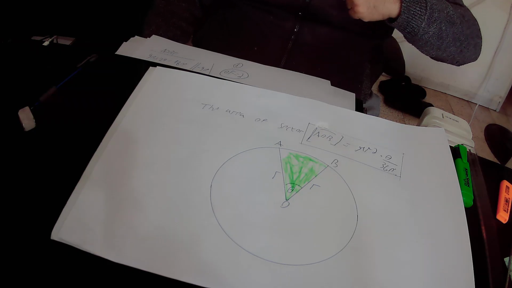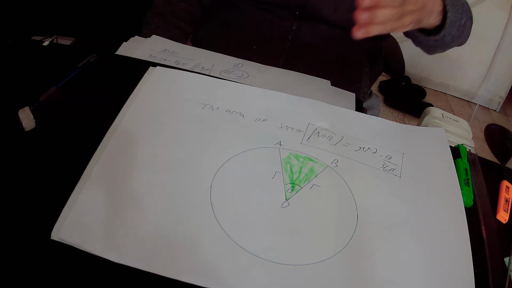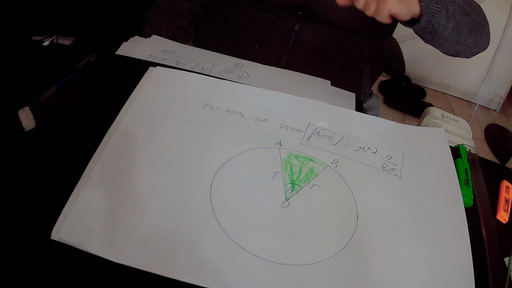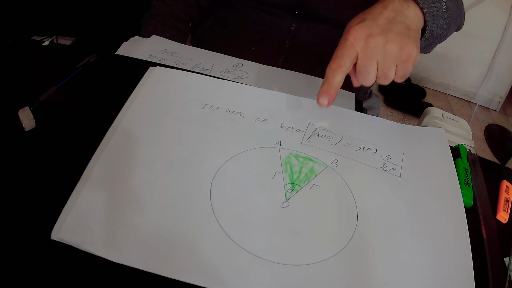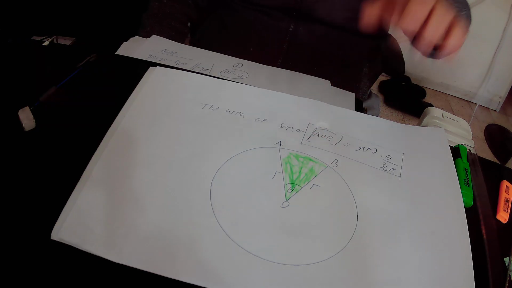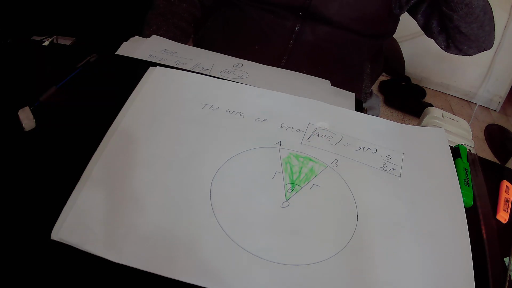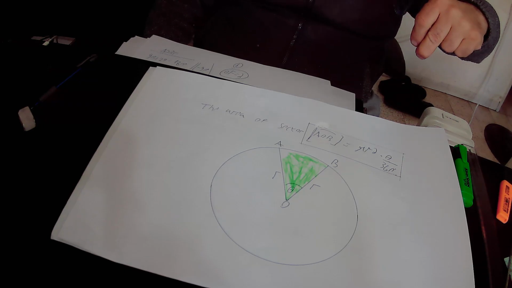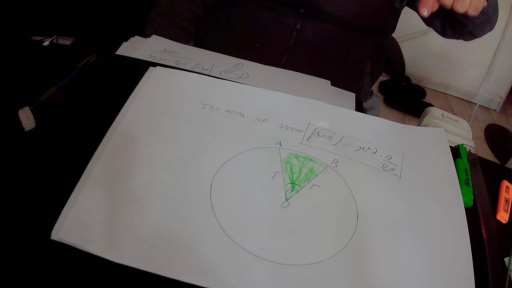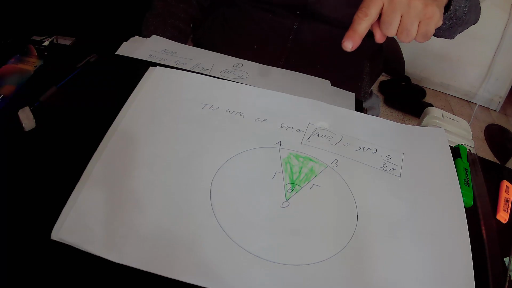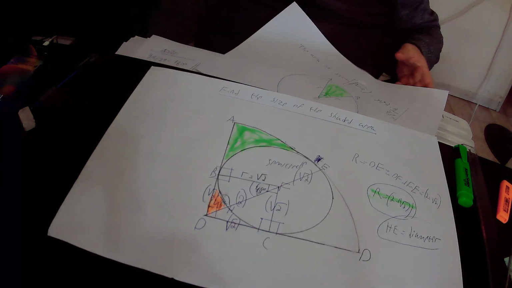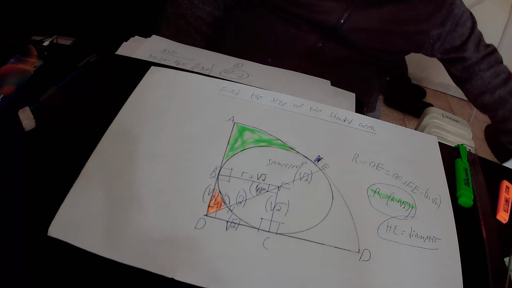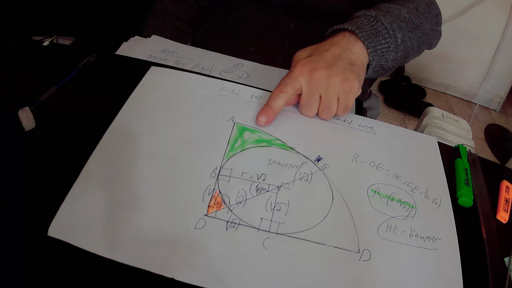Again, the area of any sector equals the area of the circle that contains the sector. Here it is pi r squared times the angle between the legs of the sector, that is theta, over 360 degrees. Okay, so the area of any sector equals the area of the circle that contains the sector times the angle between the legs of the sector over 360 degrees. Again, our mission is to find out the area of this green shape.